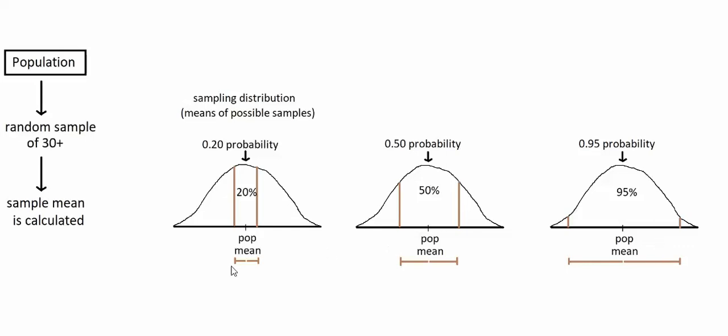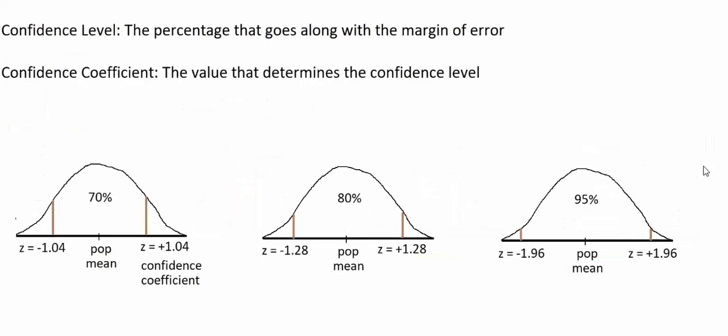So we have the amount of accuracy with a 20% chance of happening, the amount of accuracy with a 50% chance of happening, and the amount of accuracy with a 95% chance of happening. And before we can get into how a margin of error is calculated, we have to cover a couple more terms. The confidence level is just the percentage that goes along with the margin of error.